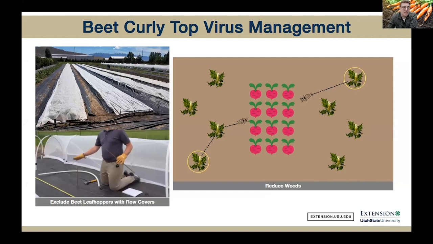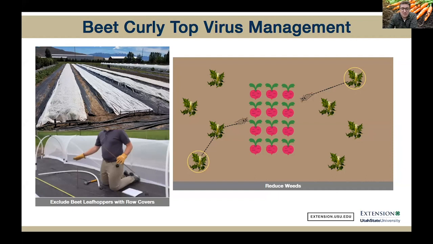And then I know Kalen talked a lot about this in his presentation, but row covers are good for all sorts of pests. So if you put them over your susceptible crops for the first 6 to 8 weeks of planting, they'll do a good job of excluding the leafhoppers. I know I did a whole research project the past 2 summers looking at the effectiveness of row covers to prevent the virus.